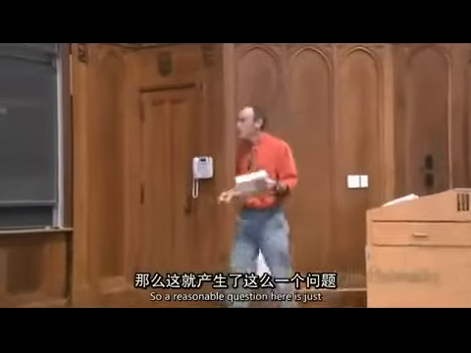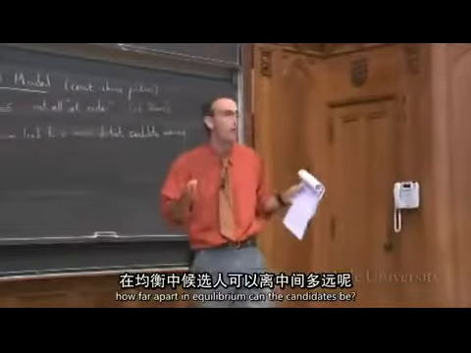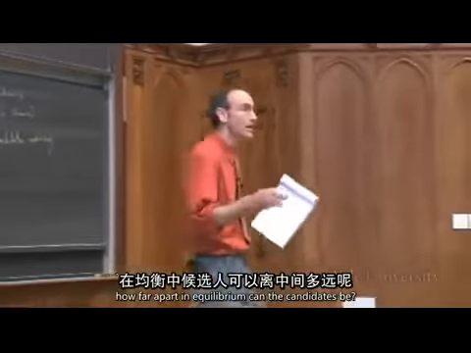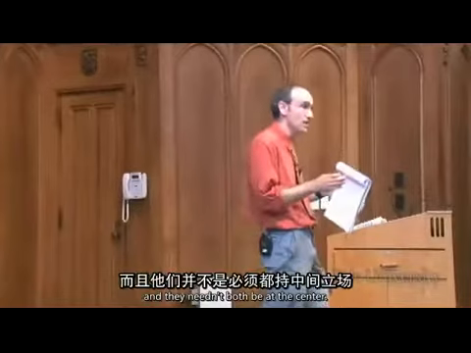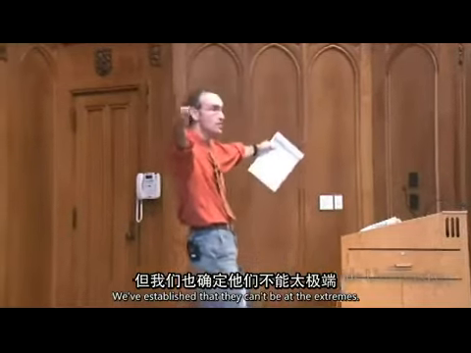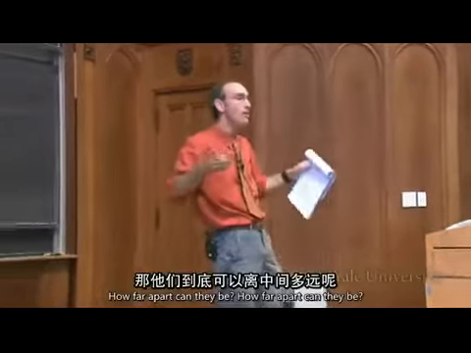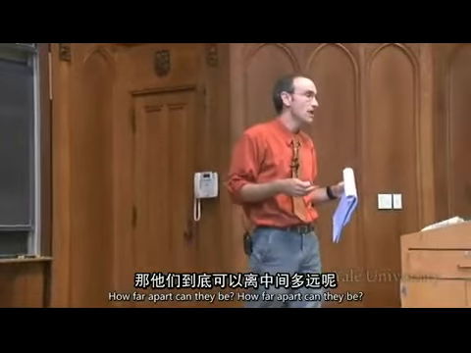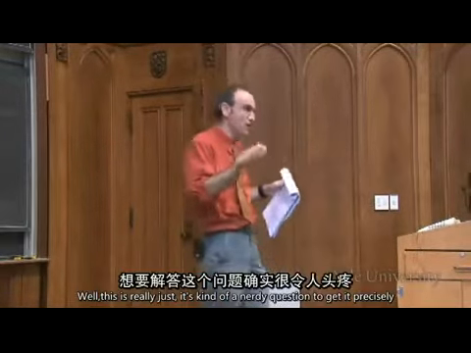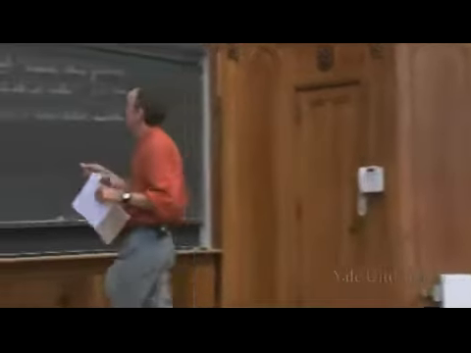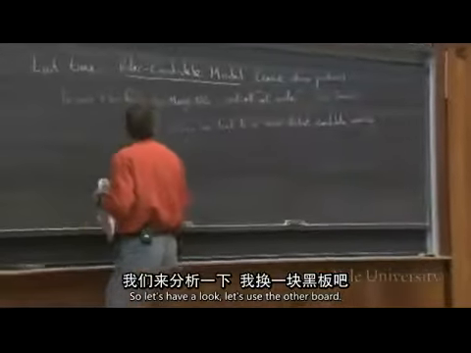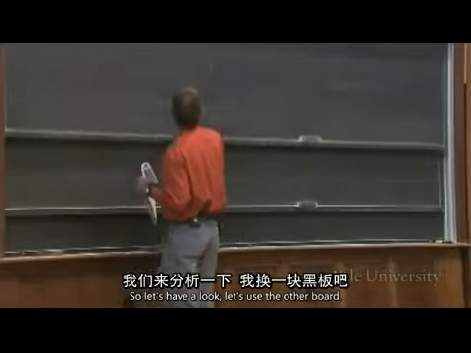So a reasonable question here is just how far apart in equilibrium can the candidates be? We've established that we can have two candidates and they needn't both be at the center. We've established that they can't be at the extremes. How far apart can they be? Well, it's kind of a nerdy question to get it precisely, but let's get it precise nevertheless. Let's have a look. Let's use the other board.